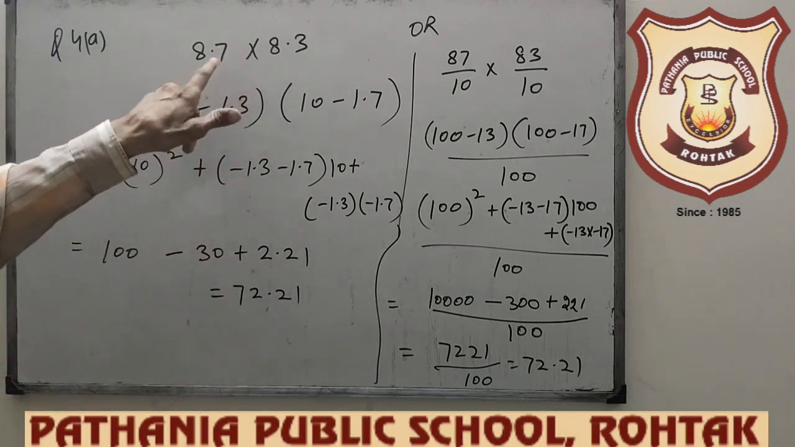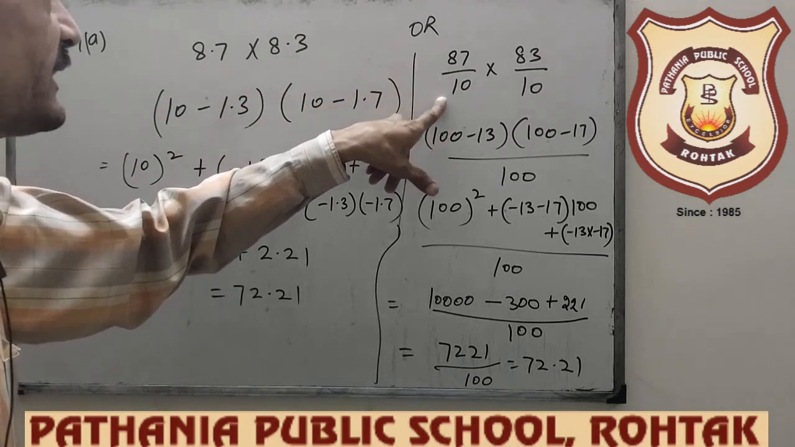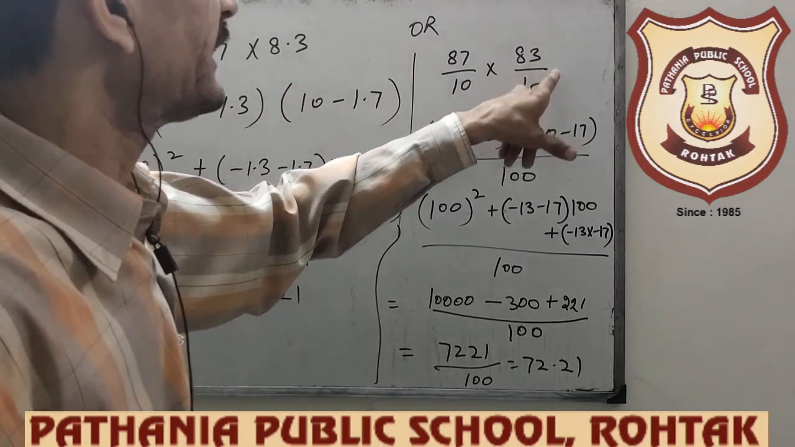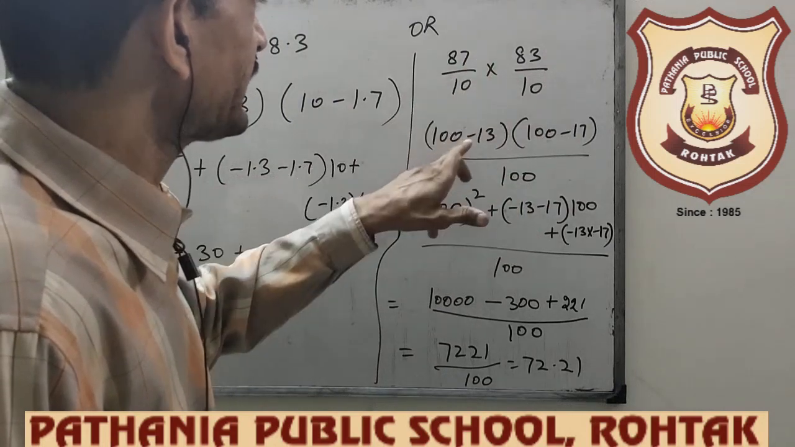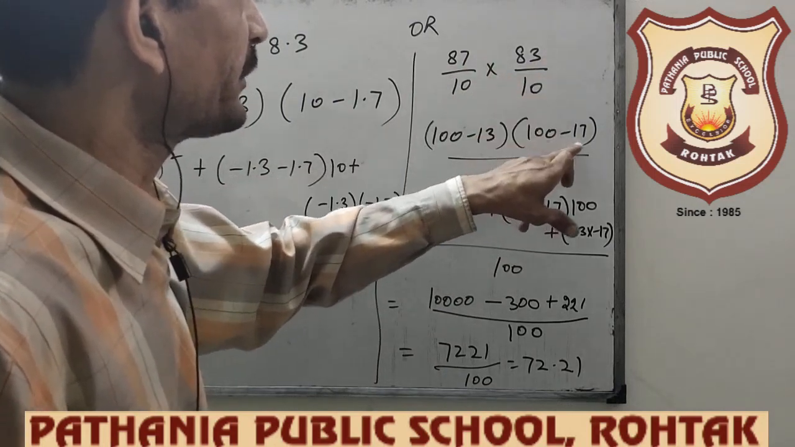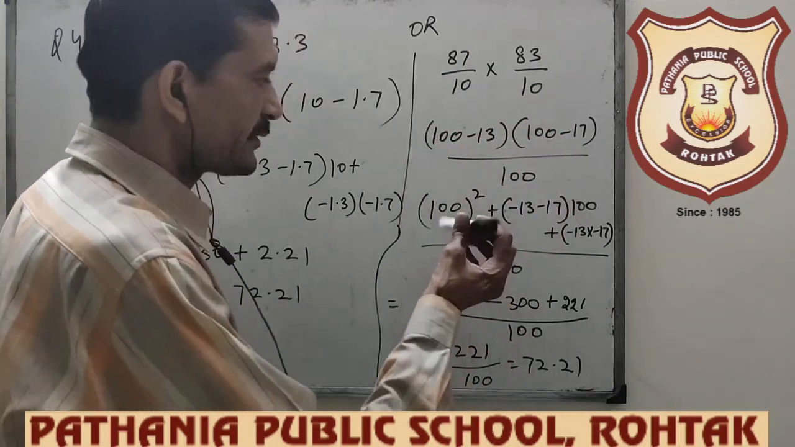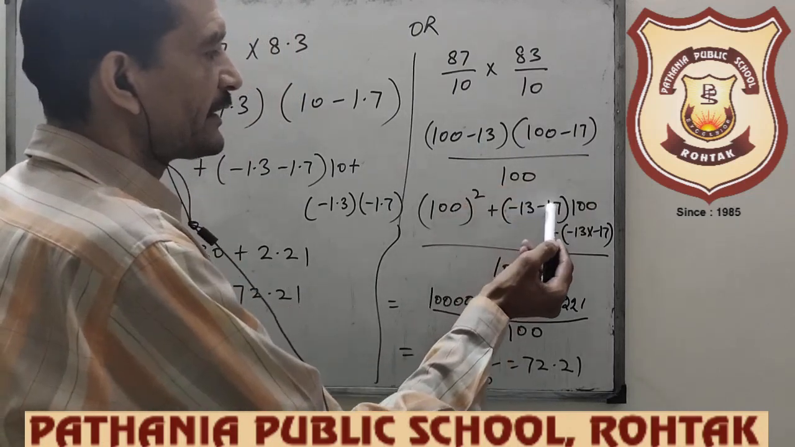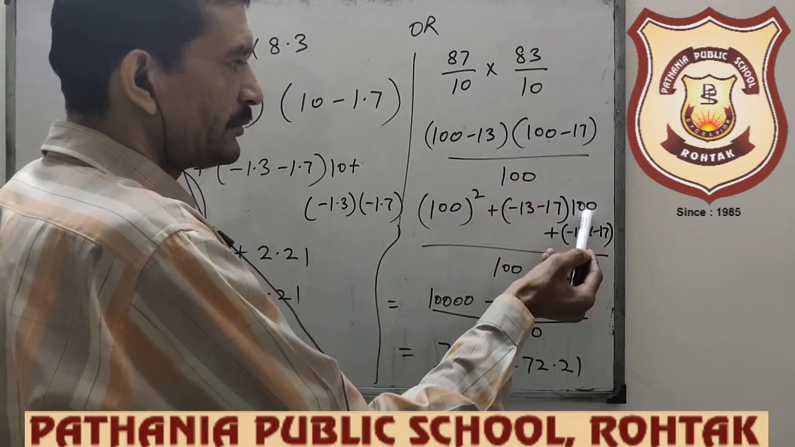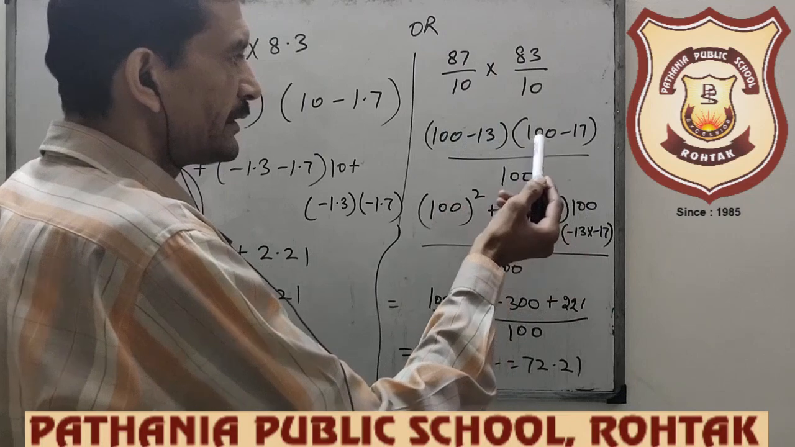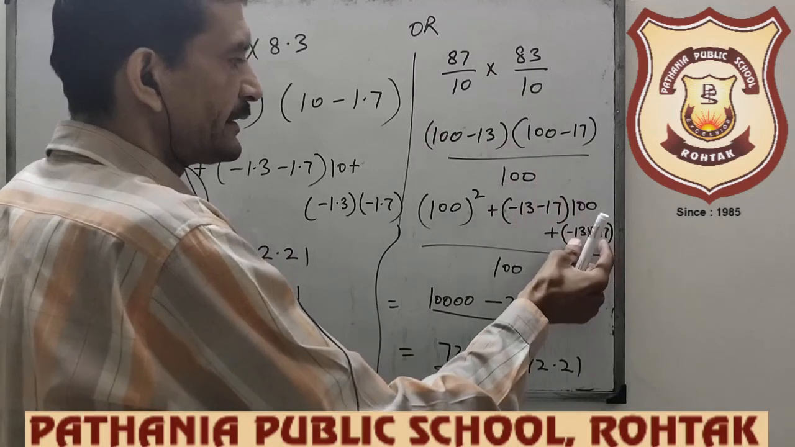Or if you want to solve this after removing the decimal, write 8.7 as 87 by 10 and 8.3 as 83 by 10, and now 10 into 10 is 100. Write 87 as 100 minus 13, and 83 as 100 minus 17. Now apply this x plus a into x plus b. X square, a plus b, minus 13 minus 17, sum of both these, into the constant term 100, I mean same term, and then product of the different terms, product of a and b, plus.